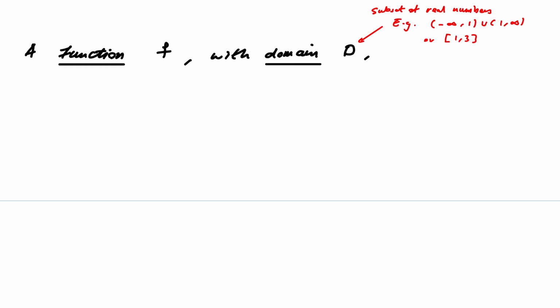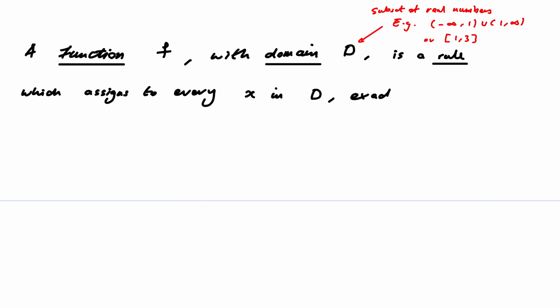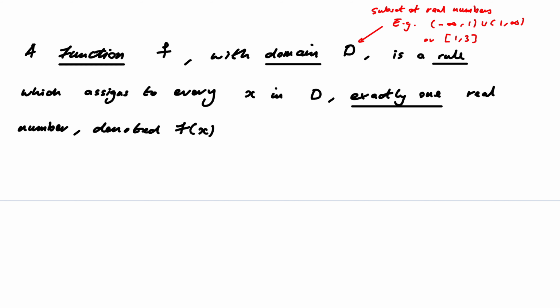So a function f with domain D is a rule which assigns or associates, it's up to you, to every x in D exactly one. This is important. Only one real number, denoted, so I'm going to use some notation, denoted f brackets x.